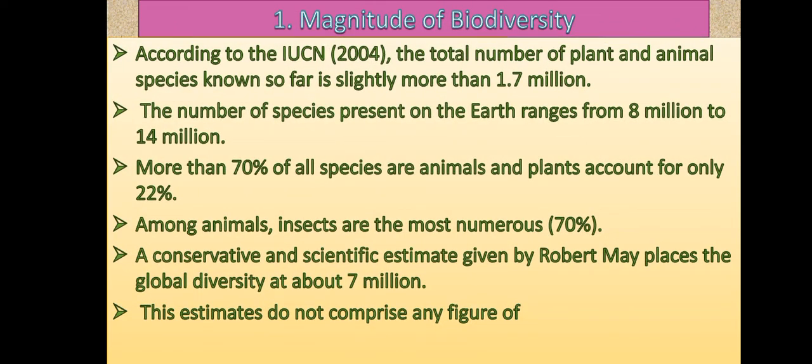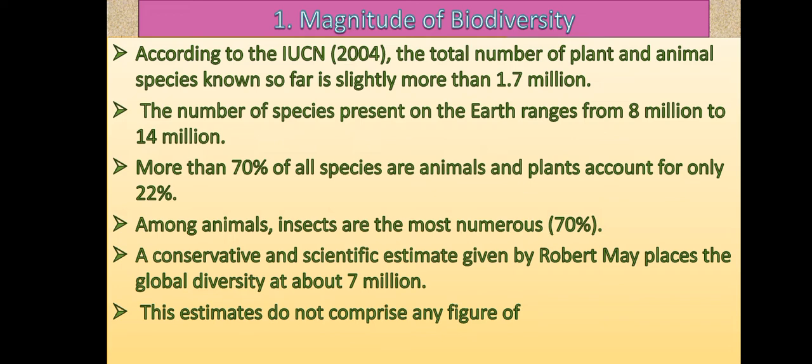Topic 1, magnitude of biodiversity. According to the IUCN 2004, the total number of plants and animal species known so far is slightly more than 1.7 million. The number of species present on the earth ranges from 8 million to 14 million, and more than 70% of all species are animals, and plants account for only 22%.